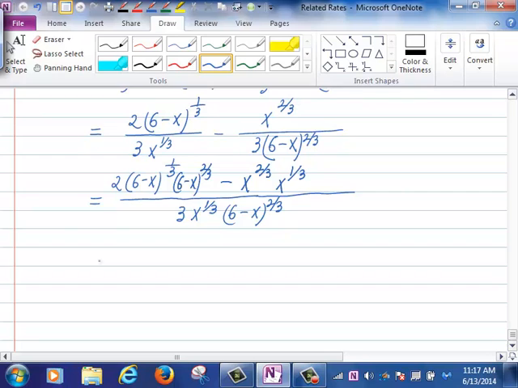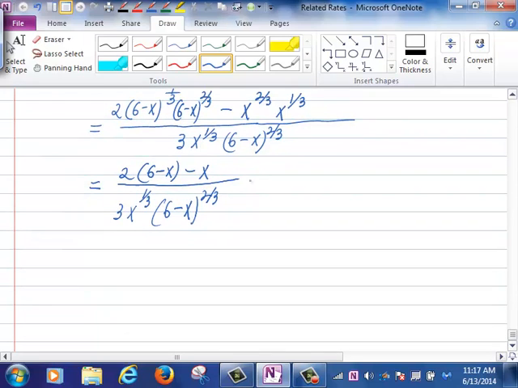Well, what do I have now? Notice that I have 2 times (6 minus x), right? Because 1/3 plus 2/3 is 1. Minus, I have simply x here, right? So I have 3 times x to the 1/3, and I have (6 minus x) to the 2/3. Everybody's okay?